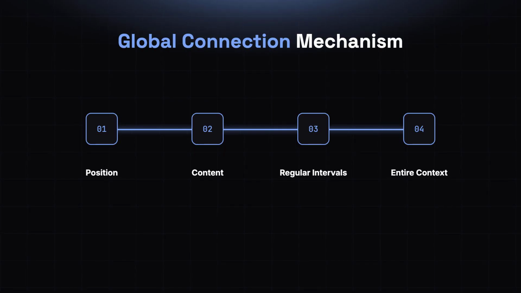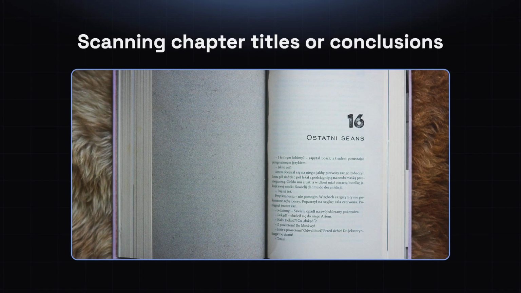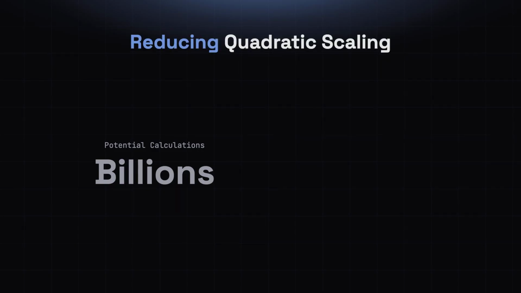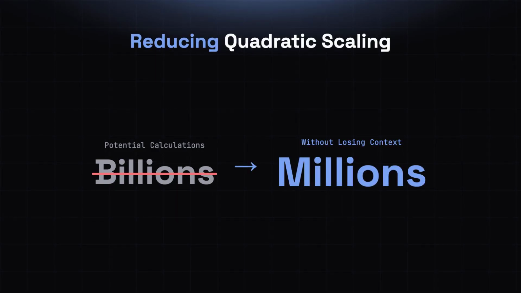This is like a reader occasionally scanning chapter titles, the introduction, or the conclusion of a book to keep the overarching narrative in mind. This allows the model to bridge long distances and grasp overarching themes, even if it's not exhaustively connecting every single token to every other. By carefully designing these native sparse connections, DeepSeek dramatically reduces the quadratic scaling problem, turning billions of potential calculations into mere millions without losing crucial context.